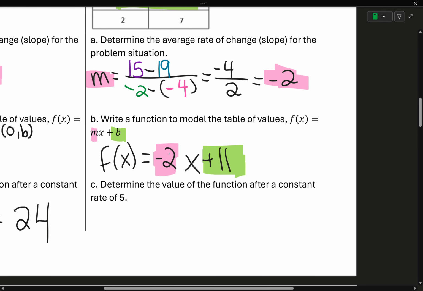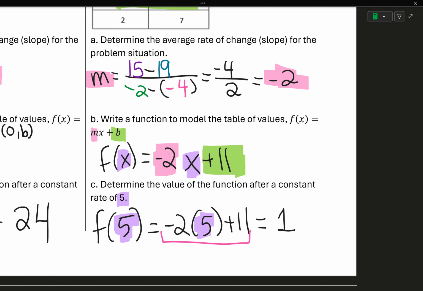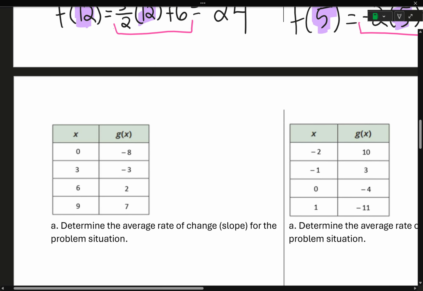In letter C, we're going to determine the value of the function after a constant rate of 5. Just like before, the only place that we can plug 5 into is x. So f of 5 equals negative 2 times 5 plus 11. You can plug this part into your calculator. I'm just going to talk through it. Negative 2 times 5 is negative 10 plus 11 is 1. Fantastic. Think we got 2 more to practice?